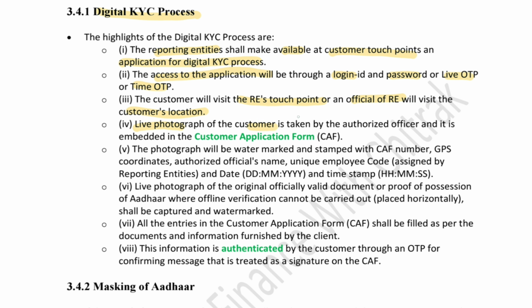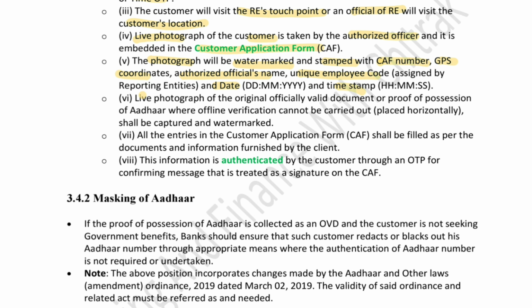A live photograph of the customer is to be taken by the authorized officer and embedded in the customer application form. The photograph of the customer will be watermarked and stamped with the customer application form number, the GPS coordinates, the authorized official's name and unique employee code assigned by the entity, and the date and timestamp. Then a live photograph of the original officially valid document and proof of possession of Aadhaar, where offline verification cannot be carried out, shall be captured and watermarked.